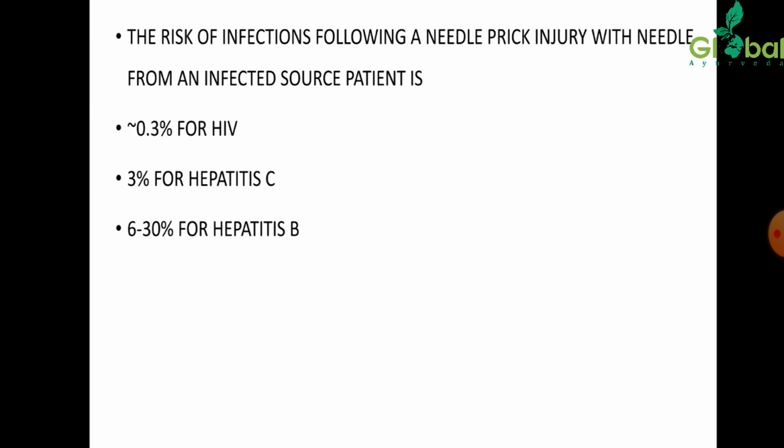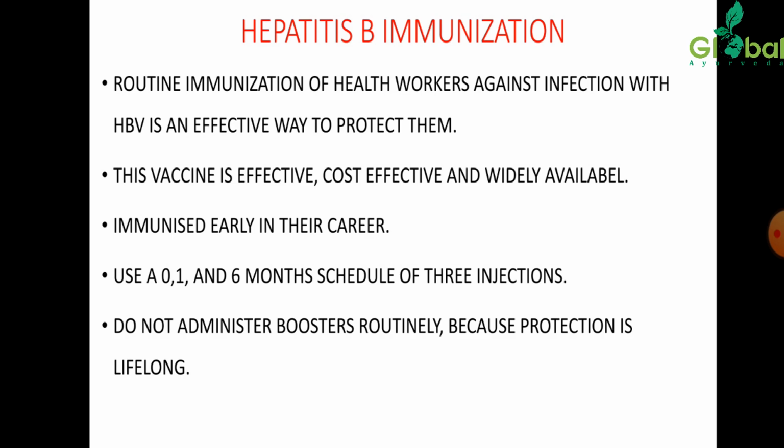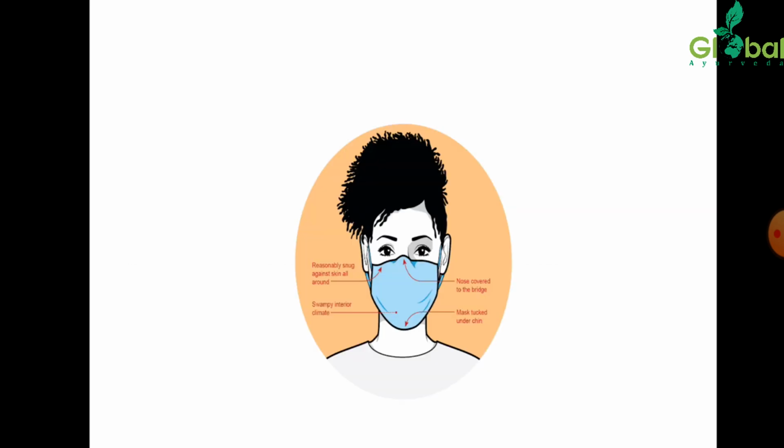Routine immunization of health workers against infection with HBV is an effective way to protect them. This vaccine is effective, cost effective and widely available. Immunize early in their career. Use a 0, 1 and 6 month schedule of 3 injections. Do not administer booster routinely because protection is lifelong. This is the picture showing how to wear gloves.